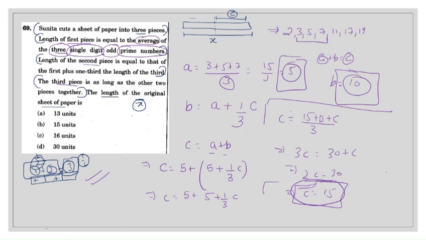Then they say the length of the original sheet of paper will be equal to A plus B plus C. It will be equal to X, right? The whole paper. So the answer for this question will be equal to 30 units, which means 30 units will be the answer for this question.